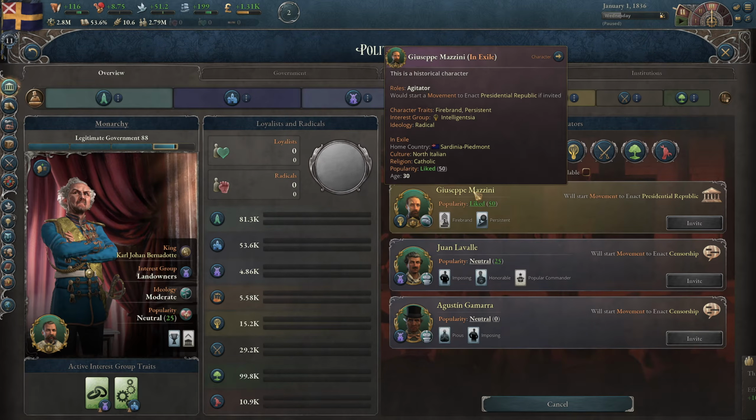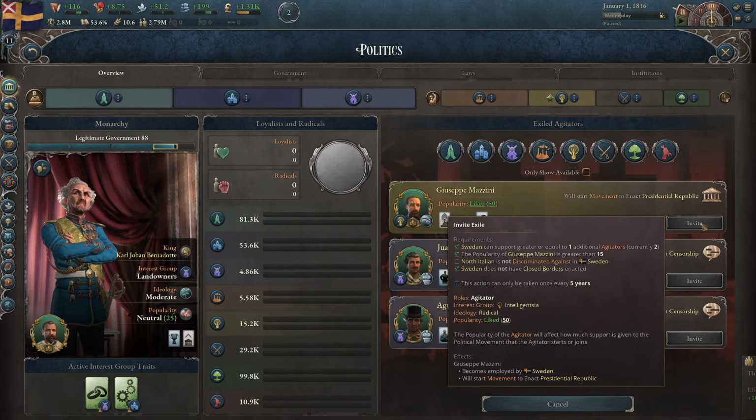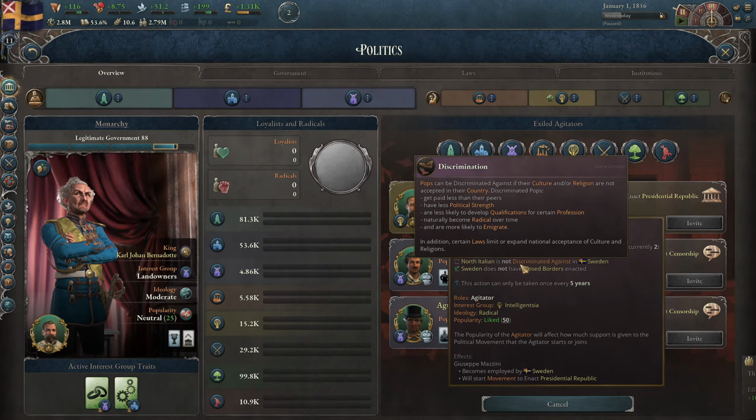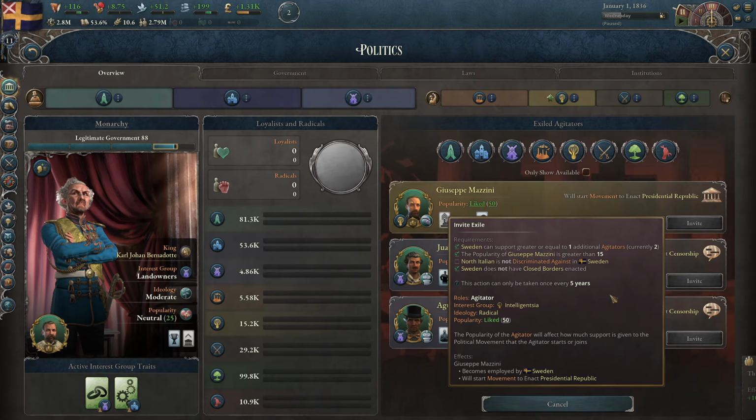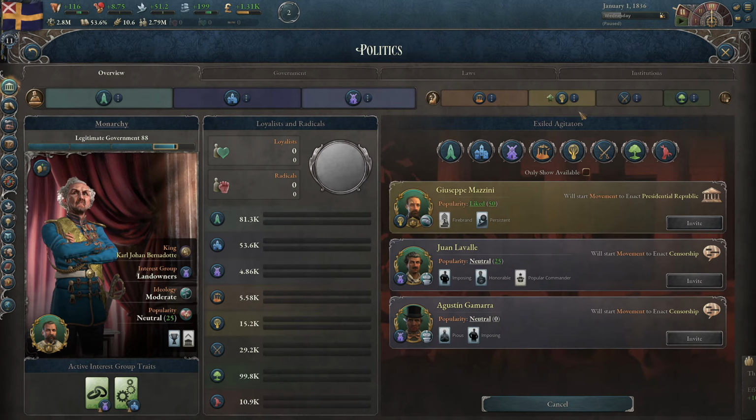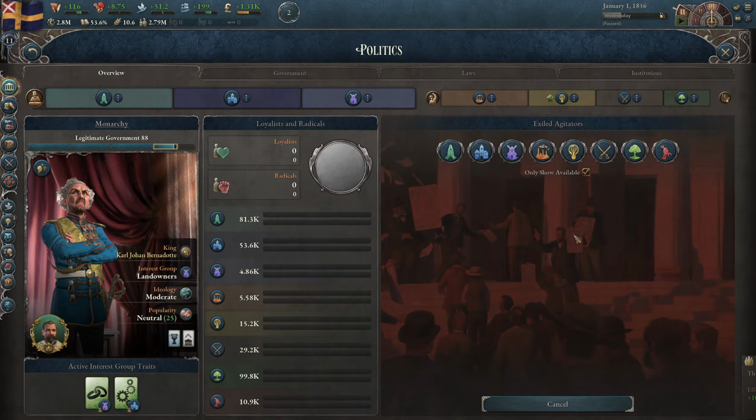I would love that actually. But I cannot invite him, because North Italian is at the moment discriminated in Sweden. If you are from North Italy, you have no rights. So we cannot invite these people. You can click on show only available. Then you can see who you can maybe invite to your country. But at the moment there is no one.